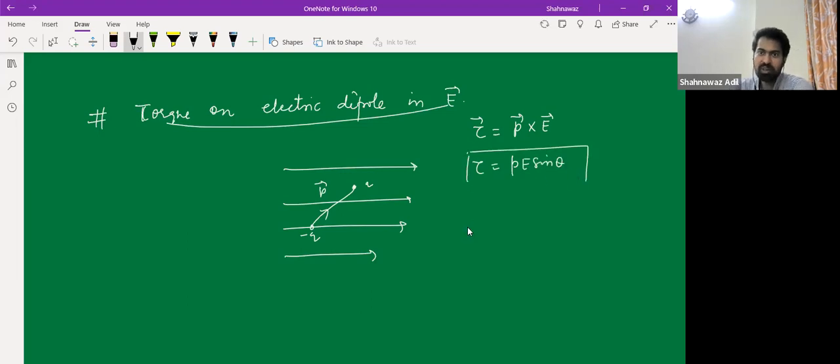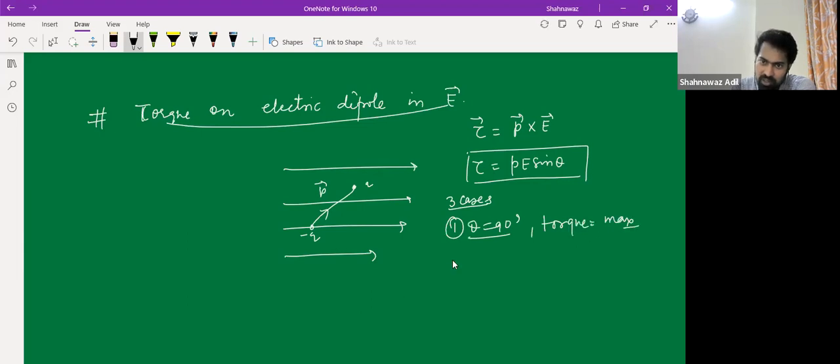Right. And then we learned that we have three special cases. In the first case, theta was 90, so torque was maximum. In the second case, theta was 0, so we had stable equilibrium. And in the third case, theta was 180, so this was unstable equilibrium. Right.